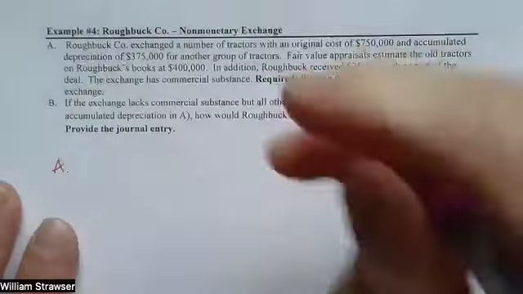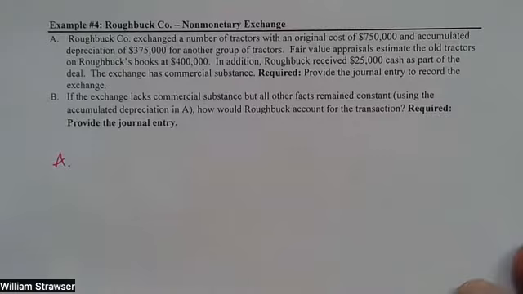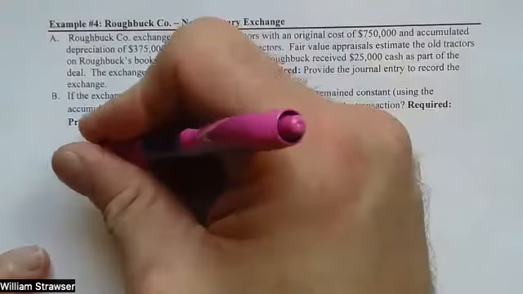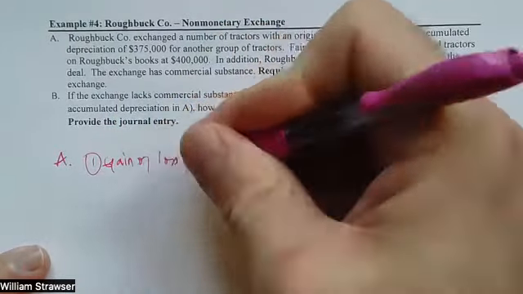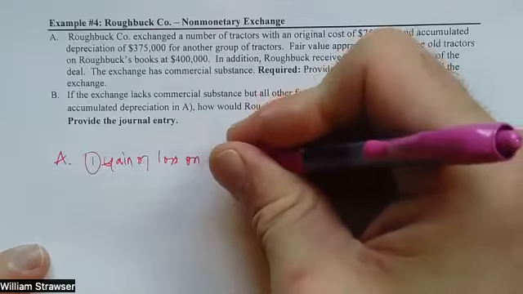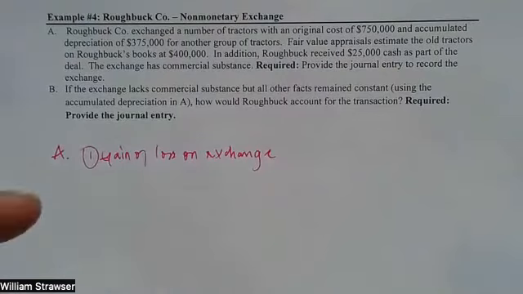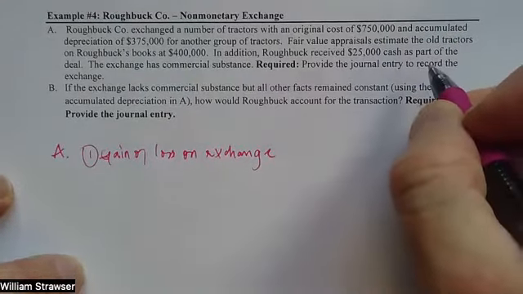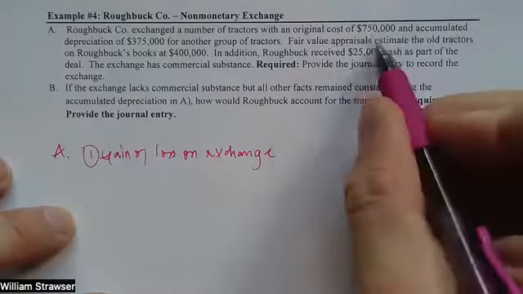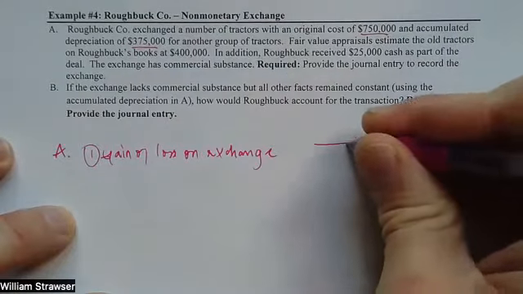So with this, the very first thing I do, if you recall from my strategy yesterday, is determine, is there a gain or loss on exchange? That's my first question. Then I can figure out whether I want to recognize that gain or loss based on the presence or absence of commercial substance in the case of a gain. If it's a loss, I know I recognize it no matter what. So I'm comparing the book value of the asset I'm giving up. I have an original cost of $750,000. I have accumulated depreciation of $375,000.